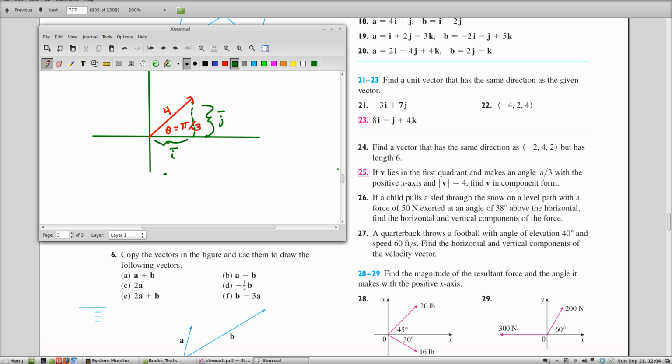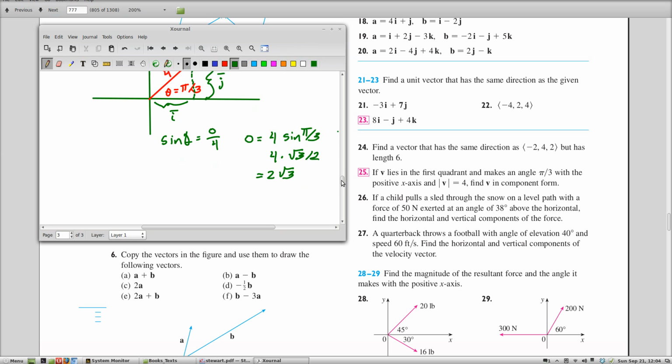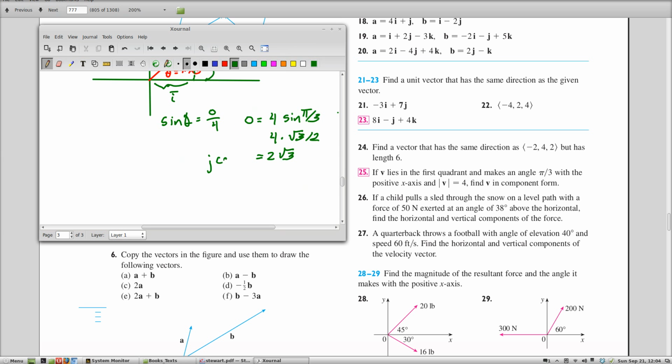So sine theta is going to be the opposite side over 4. This is O for opposite. And so the opposite side, the j component here, is going to be O equals 4 times sine pi over 3, which is 4 times square root of 3 over 2. And so that's 2 times the square root of 3. And that's going to be the j component. Let's just write that as j comp.